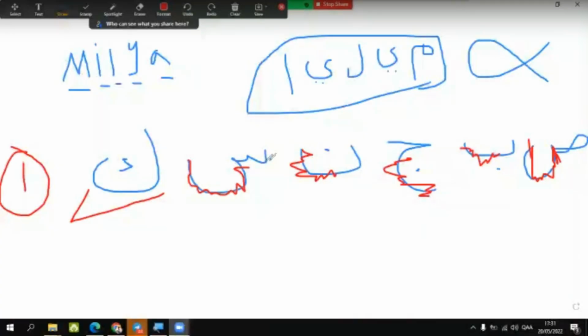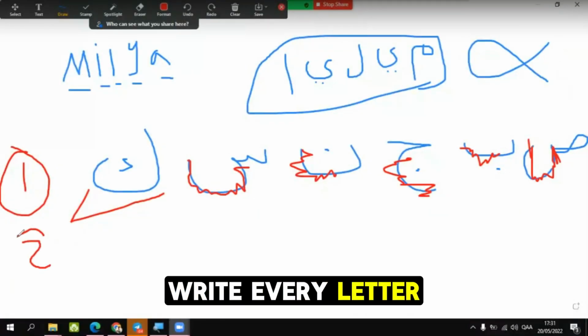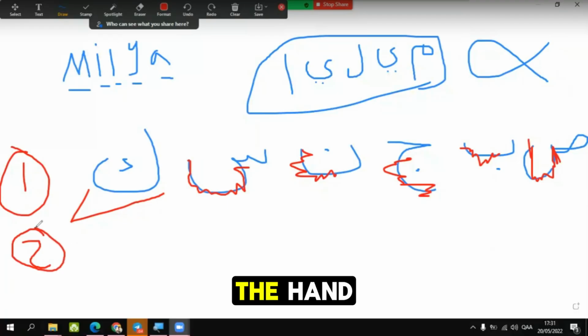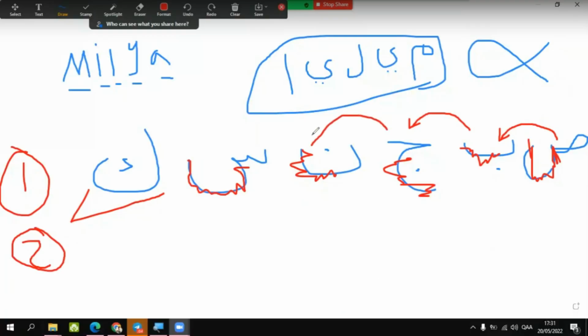Second rule, write every letter with a hand. The hand of the letter is used to catch the next letter. The hand of the letter is used to catch the second letter, and so on.